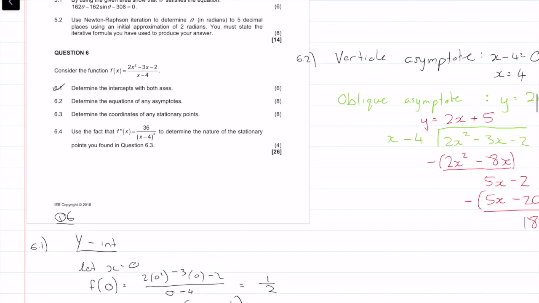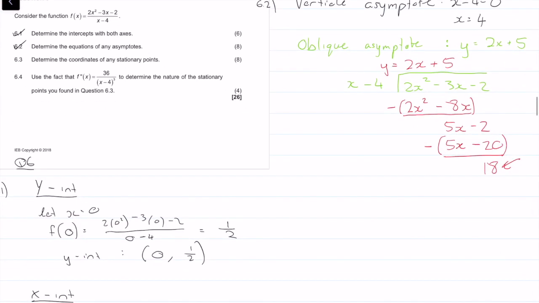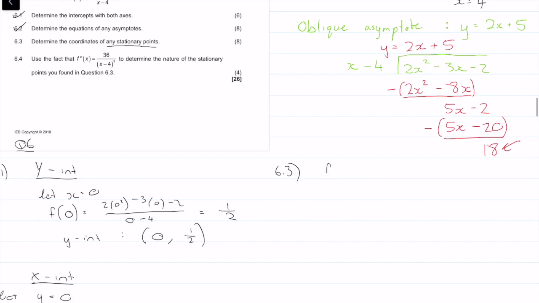And with that we get 8 marks. Question 6.3 says determine the coordinates of any stationary points. To determine the stationary points, we need the derivative, and we set the derivative to 0. So we start off with our expression, f of x is equal to 2x squared minus 3x minus 2 all over x minus 4.